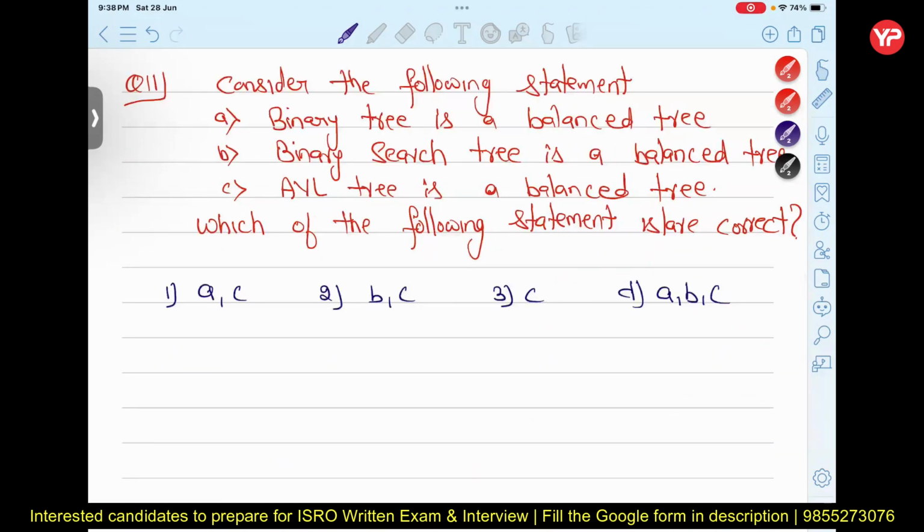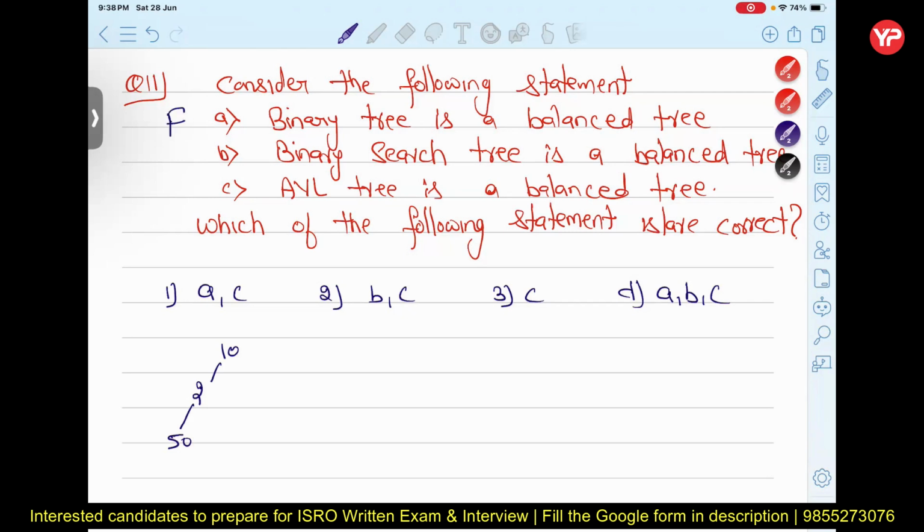Now consider the following statement. Binary tree is a balanced tree. So what is a binary tree? A binary tree is a tree in which each node has at most two children. So can I say it is a binary tree? Yes, but it is not balanced in nature. It can be left skewed or right skewed also. So the first point is false.